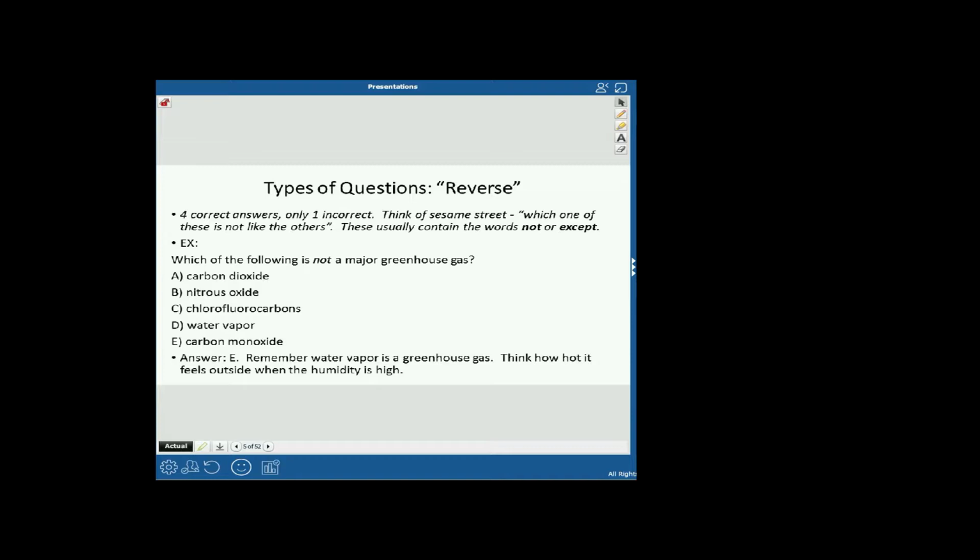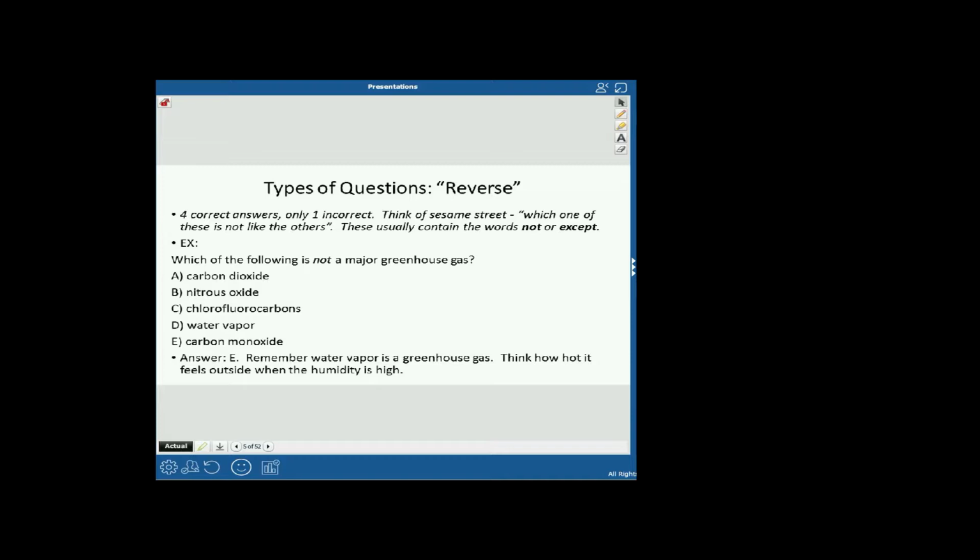So what they'll say is there's 4 correct answers and 1 incorrect. I like to think of the Sesame Street song. Which one of these is not like the other? And these questions usually contain the words not or except. So you got to be careful.